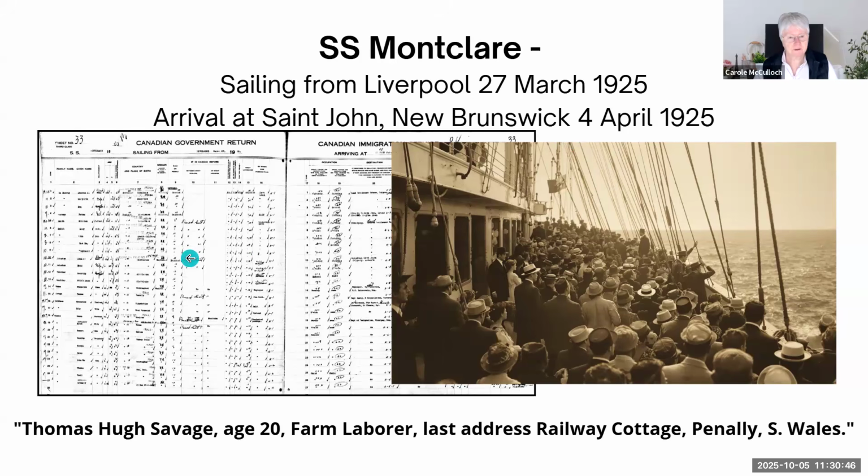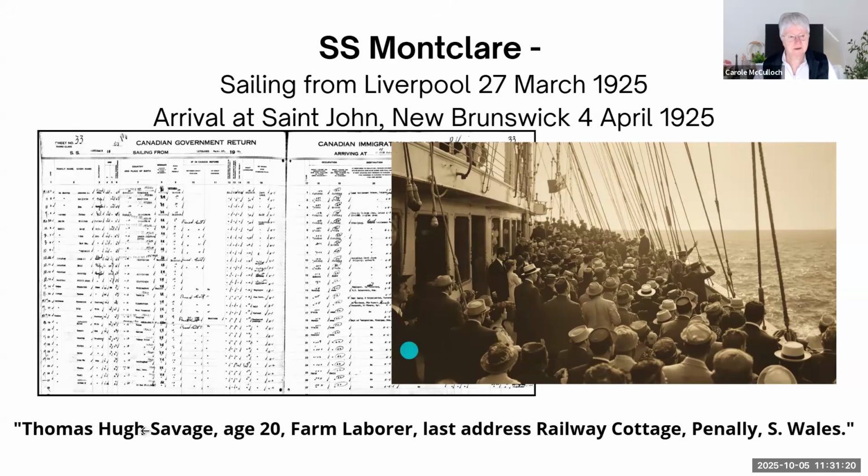I have the original document, which is the ship's manifest for the Montclair, as you can see on the left. Very dense, small, typed and handwritten document. And this image is the way in which I can visualize what it might have been like for him on board the Montclair as he was leaving, generated by AI, of course.